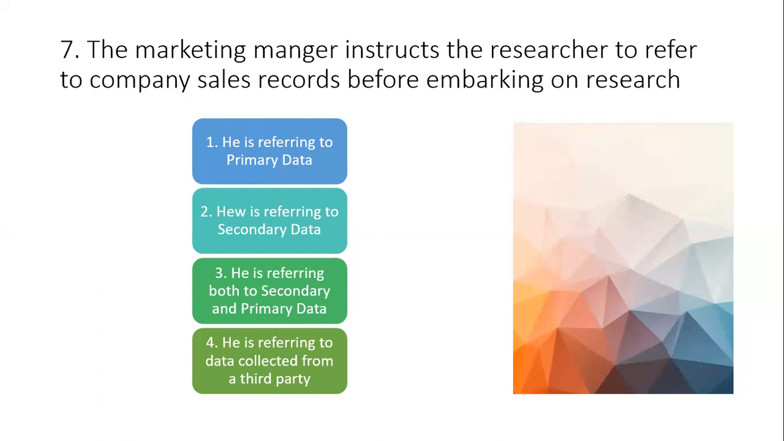So the marketing manager instructs the researcher to refer to company sales records. So what he's really referring to is secondary data. These records are with you, right? You have done certain sales and you have records. So they are in your company. So therefore, it comes under the secondary data category.